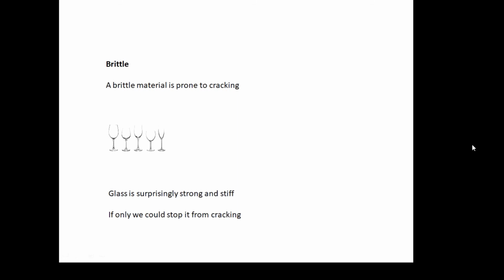Brittle is the opposite to tough. A brittle material is going to crack easily. Glass is brittle, and ceramics, what plates are made out of, they are brittle as well. Glass is actually quite strong and stiff. If only we could stop it from cracking, something that we will discuss later on.